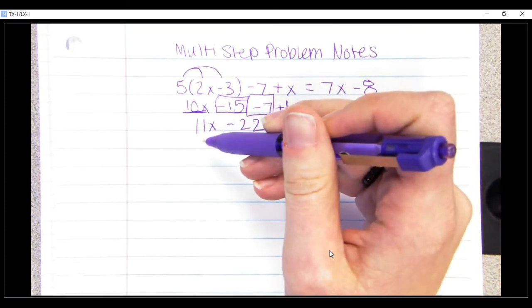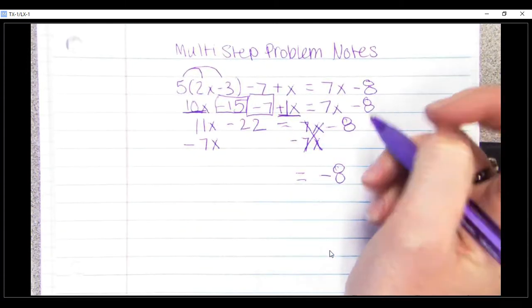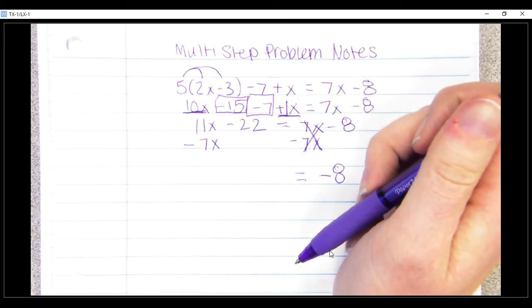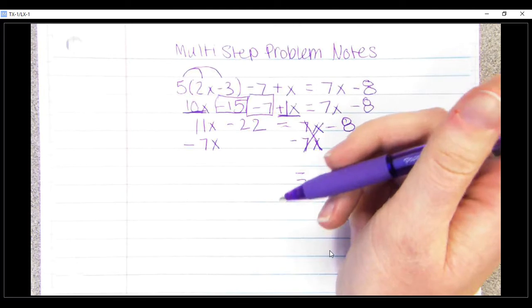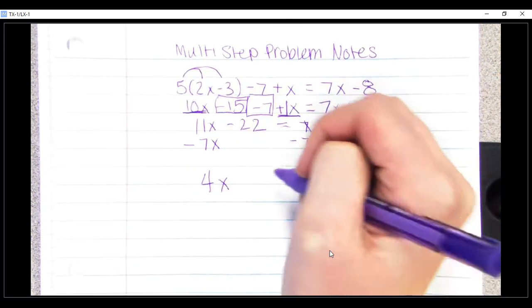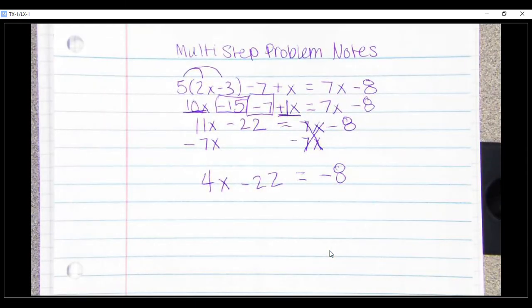So I'm going to put my negative 7x right underneath my 11x because both of these have variables with them. And 11 minus 7 will get me 4x. And that negative 22, I didn't use it, so I'm just going to bring it down. If you don't have to move a variable from one side to the other side of the equal sign, that's fine. Just move on to step 4.